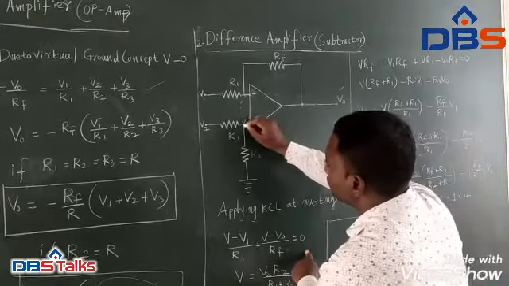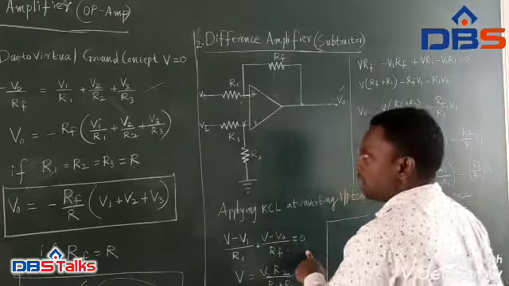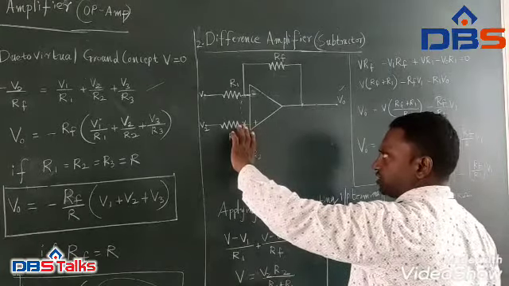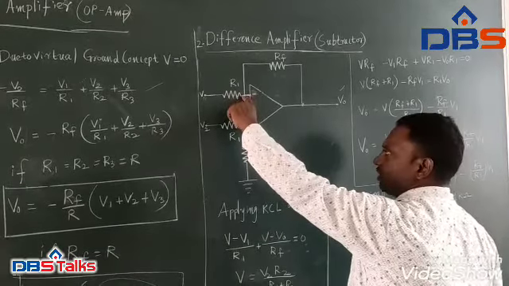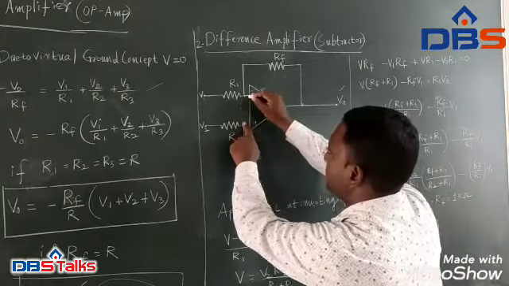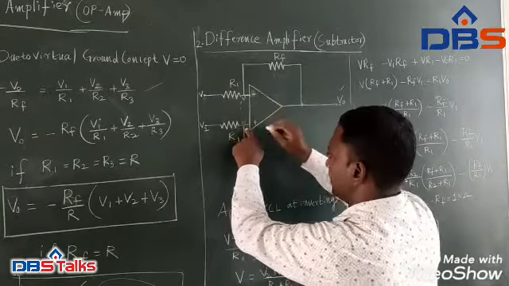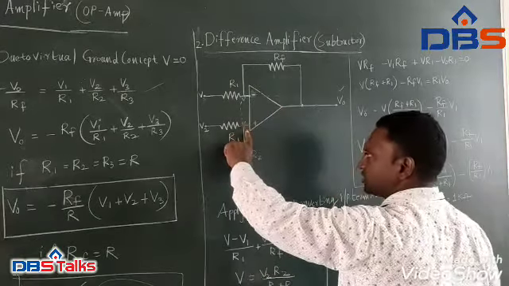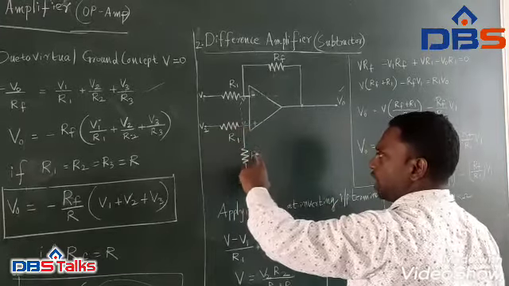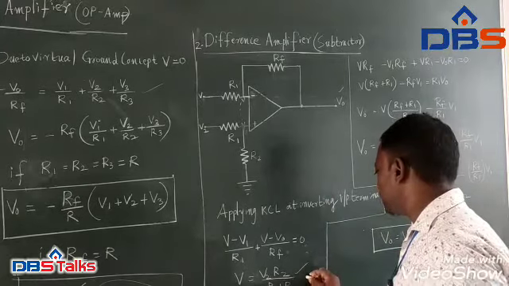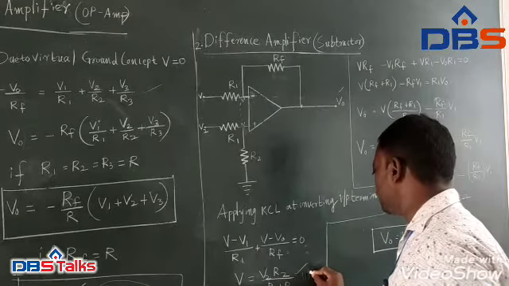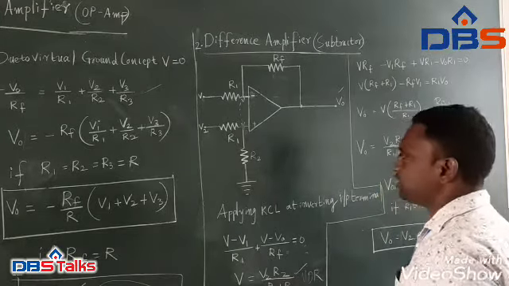Now using the voltage division rule, what we can write is the voltage across this. Because of the virtual short circuit, whatever voltage is present, the same voltage appears here. This V appears here. And what is this V? V is nothing but V2 into R2 by (R1 plus R2). Okay, this was written using the voltage division rule, VDR.